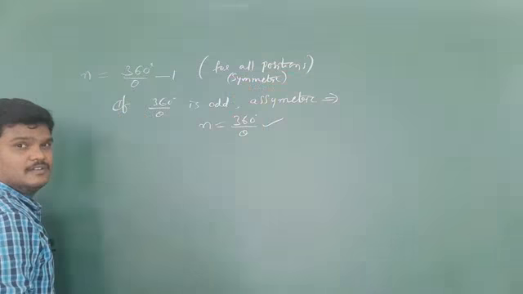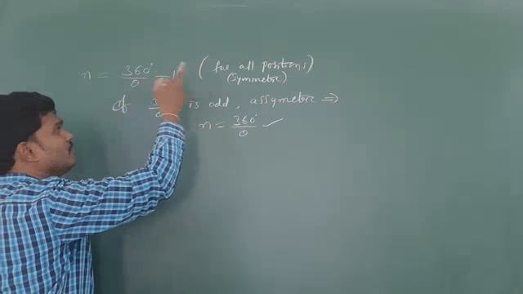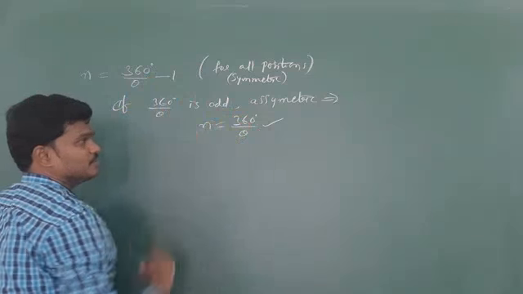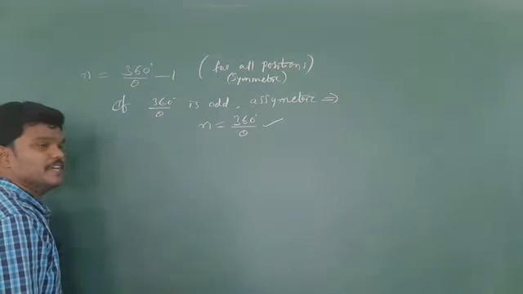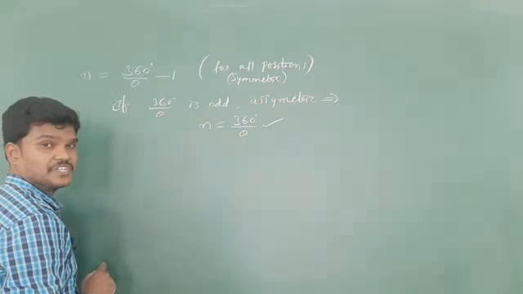Okay, for symmetric objects you have to check whether 360 by theta is even or odd. If it is even or odd, for symmetric this is the formula. For odd asymmetric you can use this formula to get the number of images. Sometimes 360 by theta is not an integer, it is a fraction.